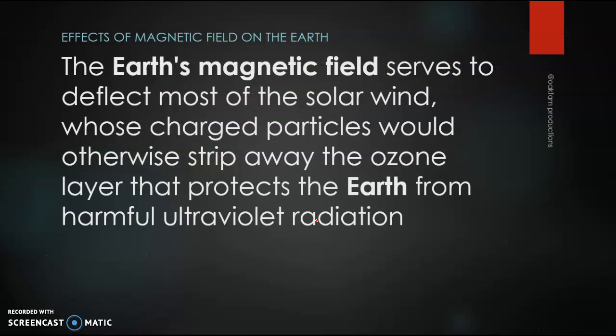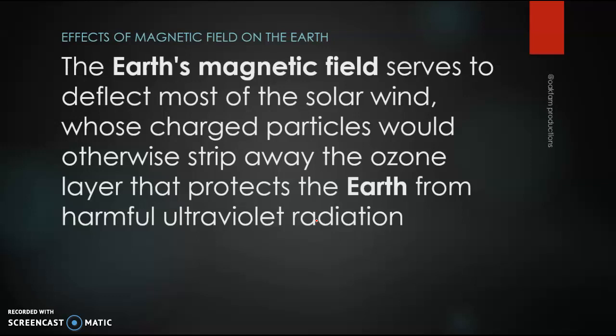Now, I asked earlier what are the effects of the magnetic field on the Earth? The Earth's magnetic field serves to deflect most of the solar wind, whose charged particles would otherwise strip away the ozone layer that protects the Earth from harmful ultraviolet radiation. Okay, we can say this is like an umbrella, protecting the ozone layer.